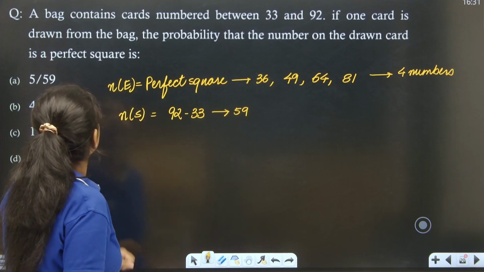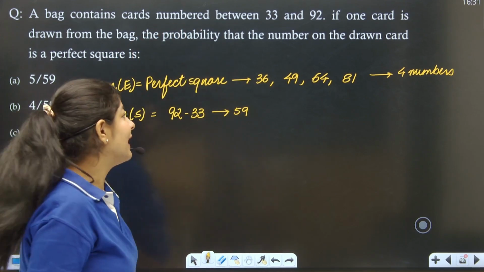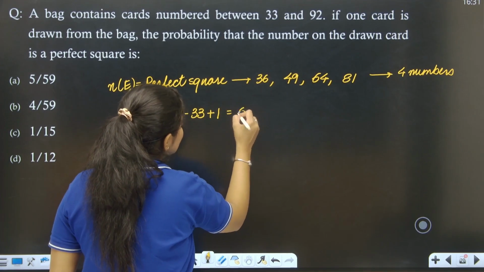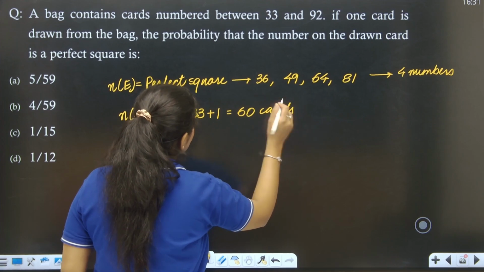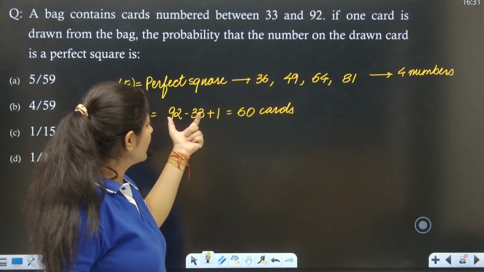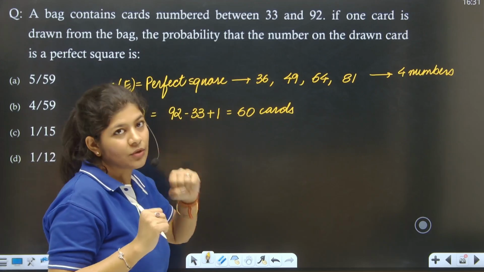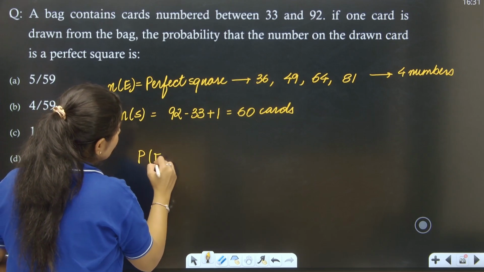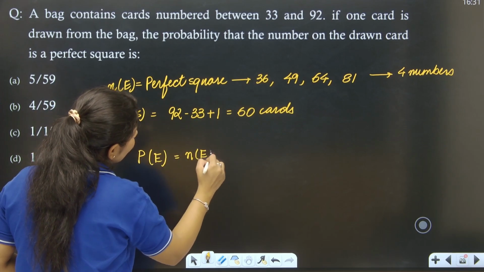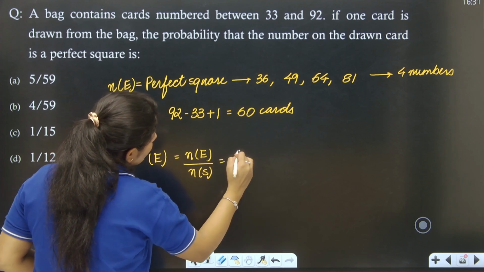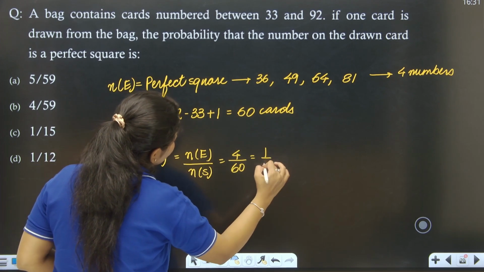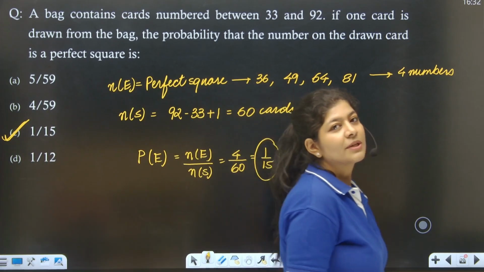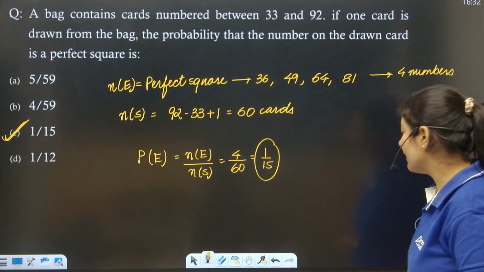Here the question is saying that the bag contains cards numbered between these two numbers. That means these ones are also included. So it is like plus 1. So here total 60 cards are there in the bag. These two cards are also present, so in total we are having 60 cards. We know that the probability of an event is nothing but the favorable events divided by the total sample space. 4 by 60, that means 1 by 15 is my probability. That means option number C is the correct one. Very simple, right? Next.